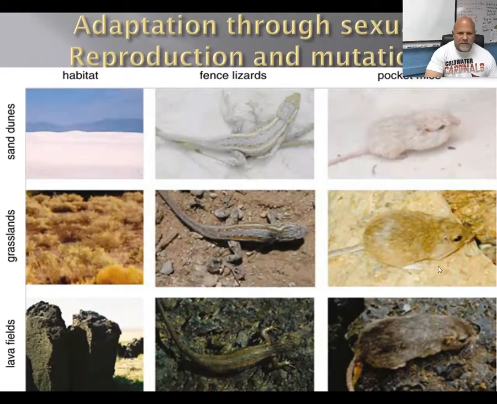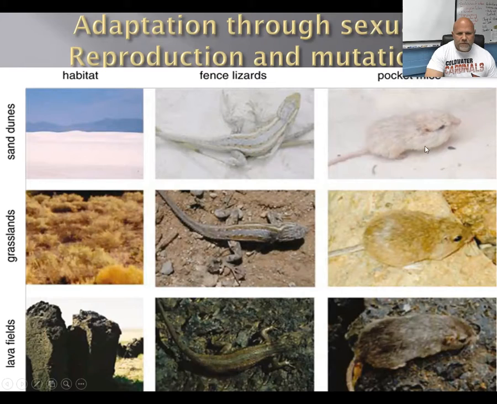So you can see in the desert Southwest there are a few different environments. One of them is sand dunes, another is grasslands, and another is lava fields. And these are fence lizards and pocket mice, and these are the different forms you see in those different locations.